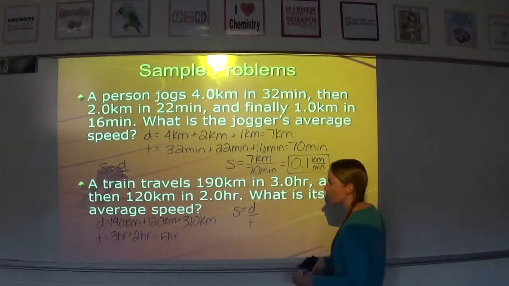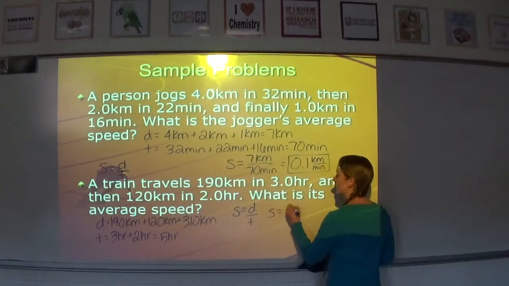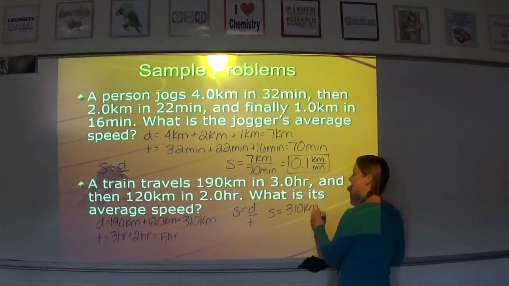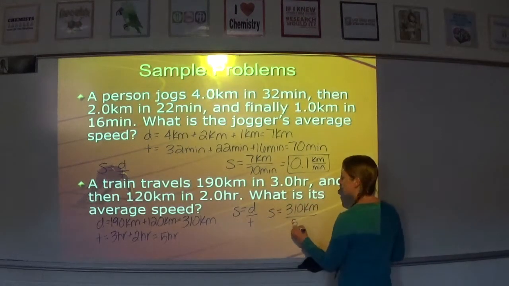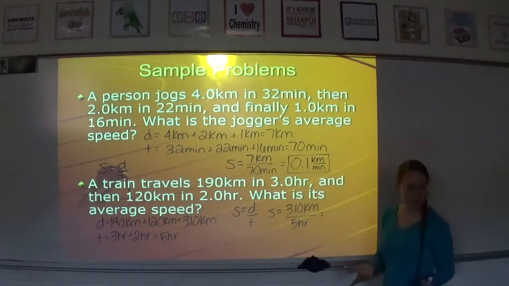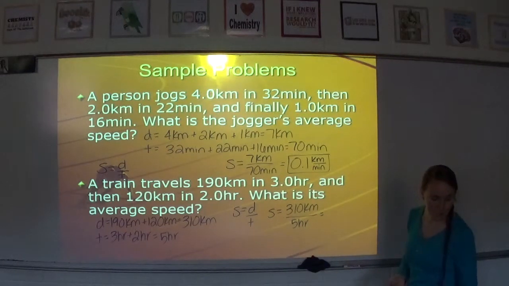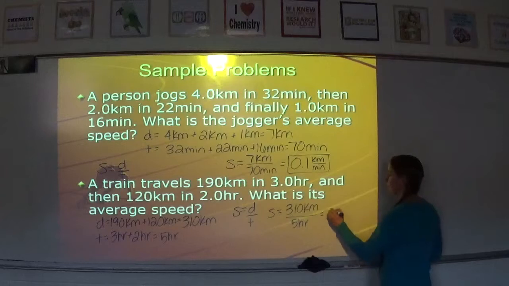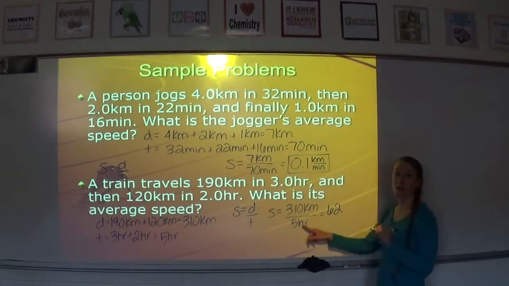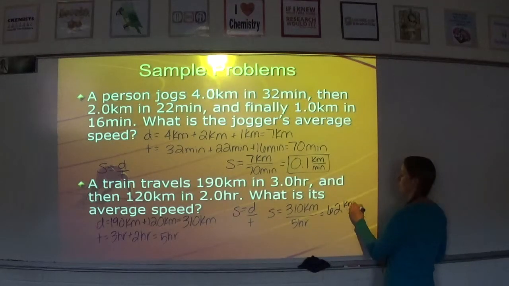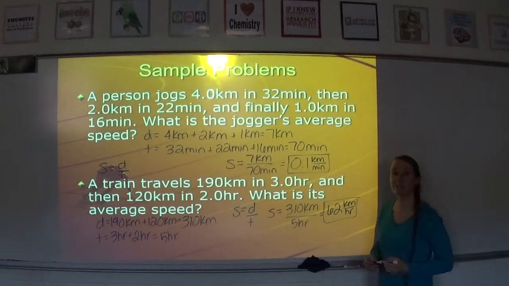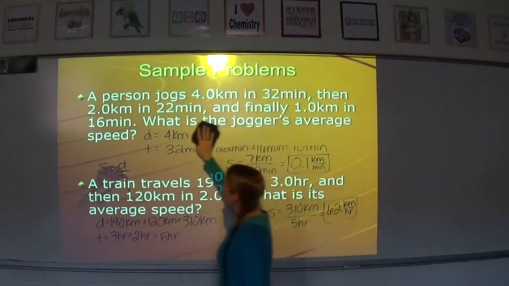And so once you get your totals, you can just plug in. My total distance was 310 kilometers, my total time was 5 hours. And so once I divide, I got 62. And then again, a kilometer and an hour are not going to cancel. So kilometers per hour. All right, so hopefully you tried those on your own and hopefully you got them right. Okay, so let's move on.